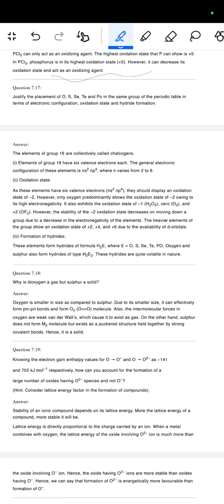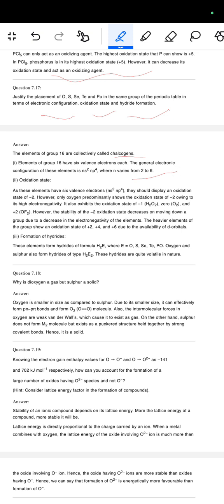अगला सवाल है कि justify the placement of O, S, Se, Te and Po in the same group of the periodic table in terms of electronic configuration, oxidation state and hydride formation. The elements of group 16 are collectively called the chalcogens. Elements of group 16 have 6 valence electrons. The general electronic configuration of these elements is ns2 np4, where n varies from 2 to 6.